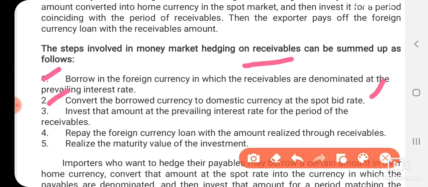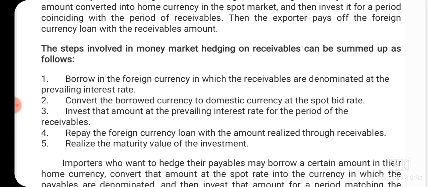Then after converting, you should invest at the prevailing interest rate for the period of the receivables. Then repay the foreign currency loan with the amount realized through receivables. After receiving, you repay the foreign currency loan, and then you realize the maturity value of the investment. These are the very important steps. Note down in your notes.